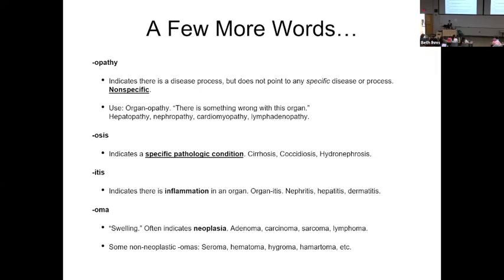Itis tells you there's inflammation. So itis is specific to inflammatory processes. Again, it's organ-itis, so hepatitis, nephritis, brainitis, in the second year class sheet. Encephalitis, brainitis. Oma is a swelling. We often use this to describe tumors, so adenoma, carcinoma, but it can also mean other non-neoplastic things, so like a seroma or a hematoma is a non-neoplastic swelling, right?